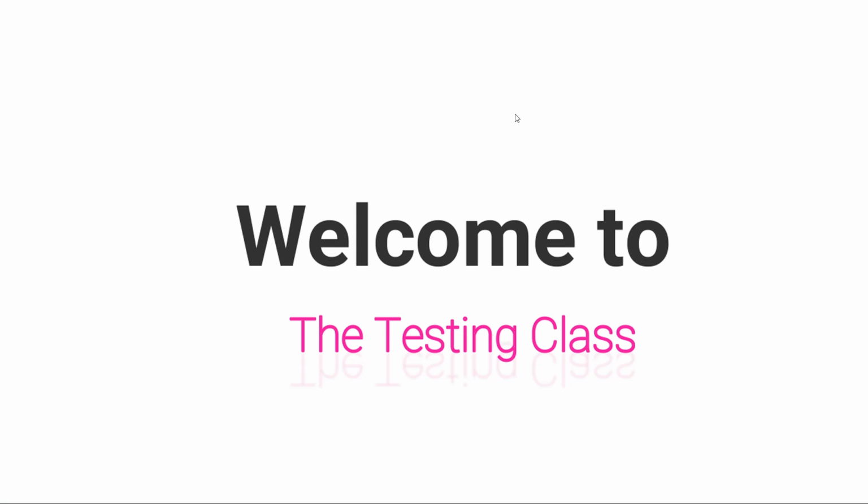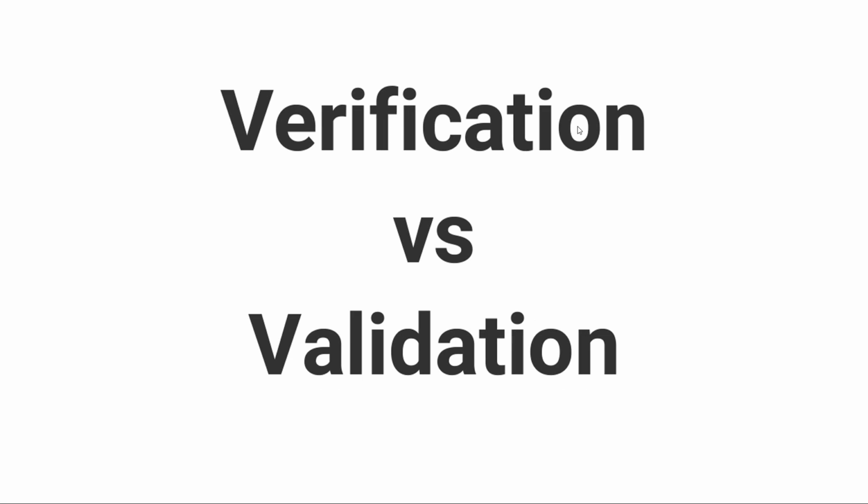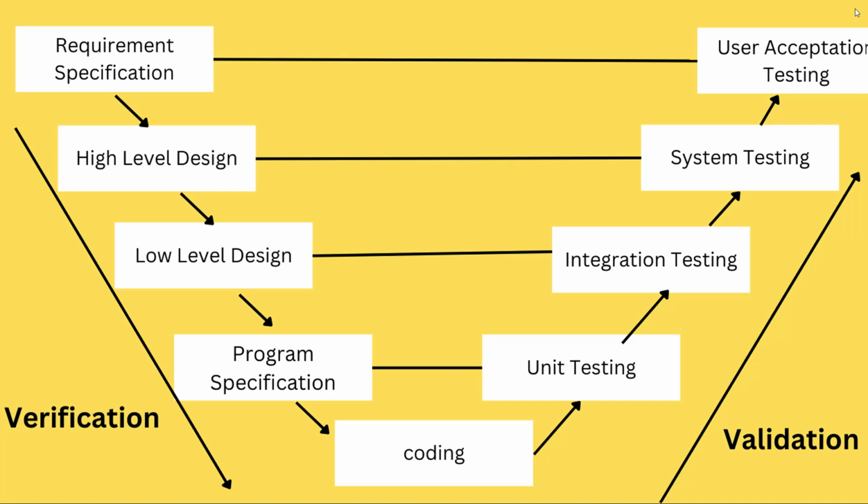So today we will discuss the difference between verification and validation. Let's get started. In this first diagram, we have multiple stages that belong to SDLC, your software development lifecycle. These stages are requirement specification, high level design, low level design, program specification, coding, unit testing, integration testing, system testing and user acceptance testing.